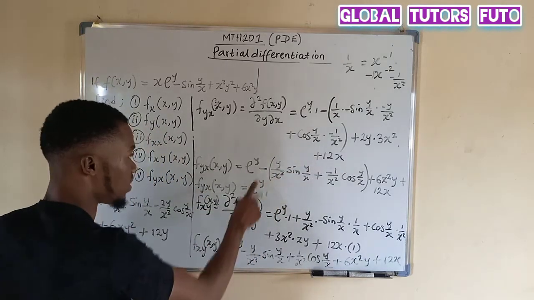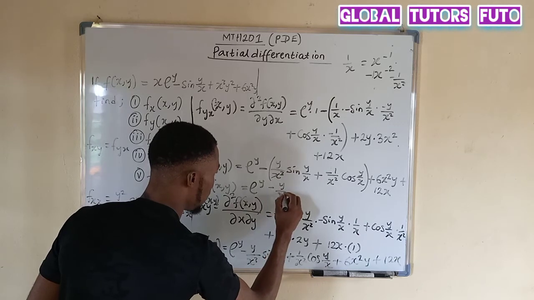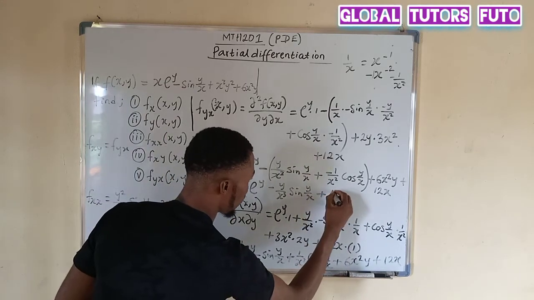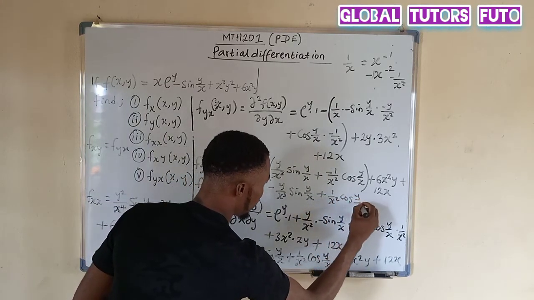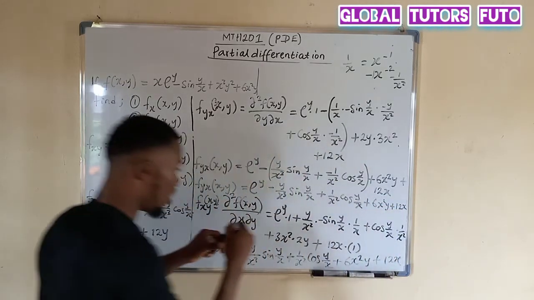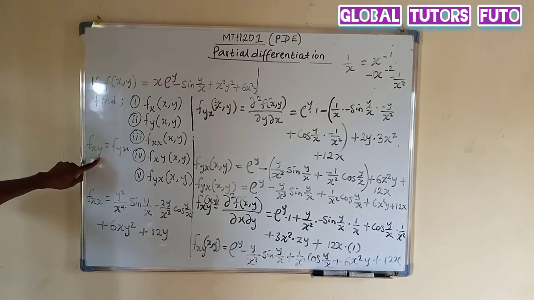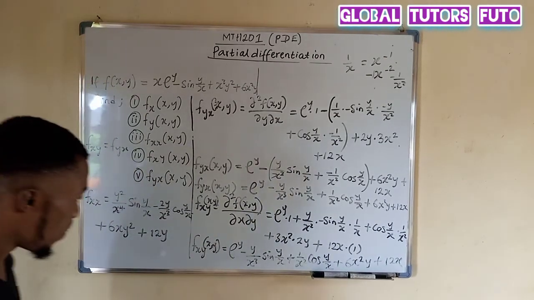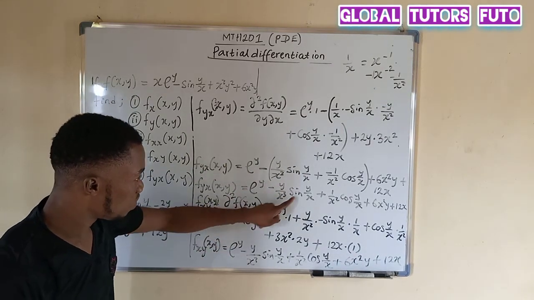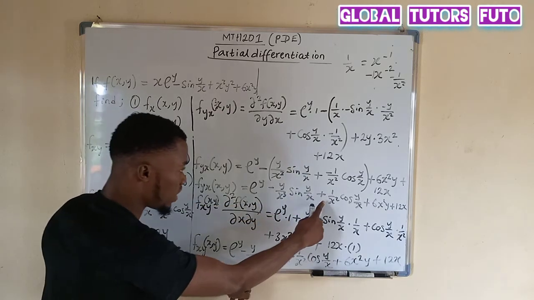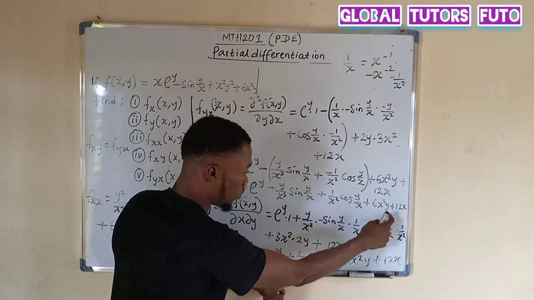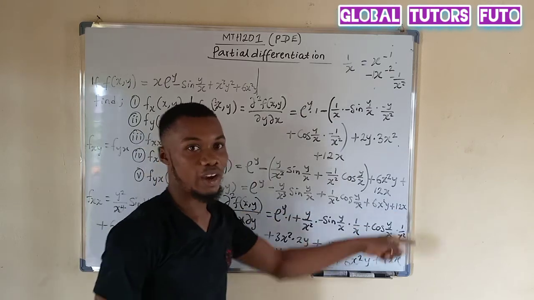So f of yx of x comma y will be equal to e raised to power y. So the minus can penetrate. Minus times minus will give us minus y over x cubed sine y over x. Minus times minus will give us plus 1 over x squared cos y over x plus 6x squared y plus 12x. Remember what I said initially? I said that f of xy is the same as f of yx. So let us check if they are the same. The first one is e to y, which is this. The second one is minus y over x cubed sine y over x, which is this. The third one is plus 1 over x squared cos y over x, which is this. The fourth one is plus 6x squared y, which is this. And the last one is plus 12x, which is this.